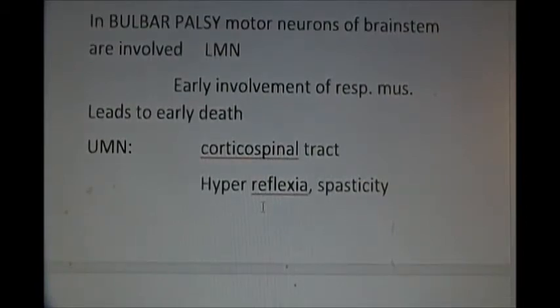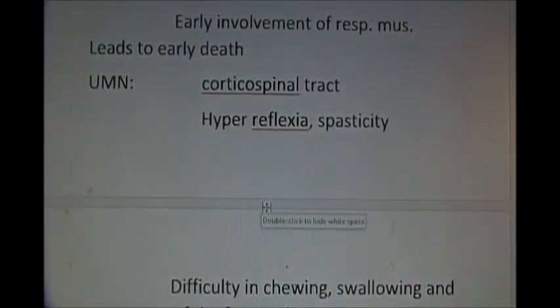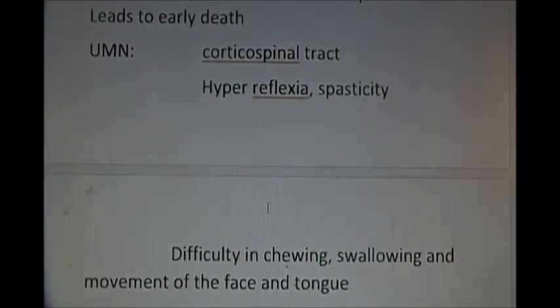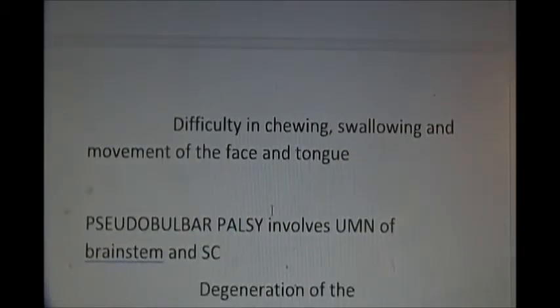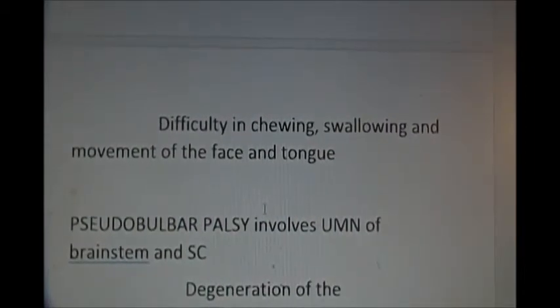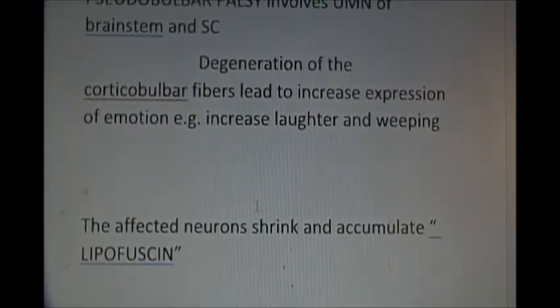In bulbar palsy, motor neurons of the brain stem are involved. That also leads to lower motor neuron type lesions. So there will be dysphagia, dysarthria, and dysphonia. The upper motor neuron involved is the corticospinal tract, and that leads to spasticity and hyperreflexia. There is difficulty in chewing, swallowing, and movement of the face and tongue.